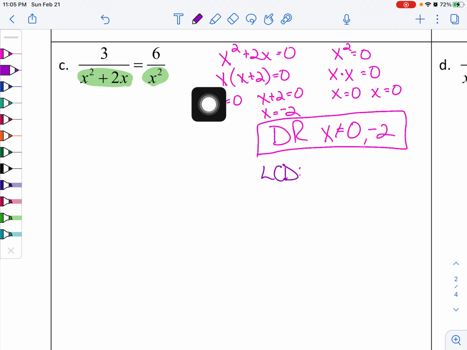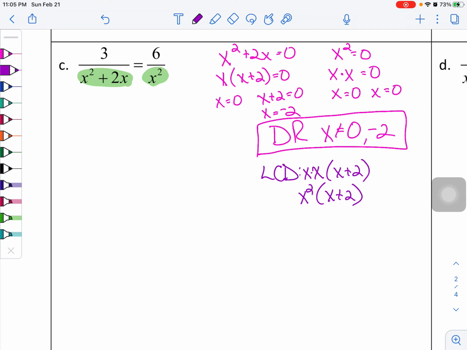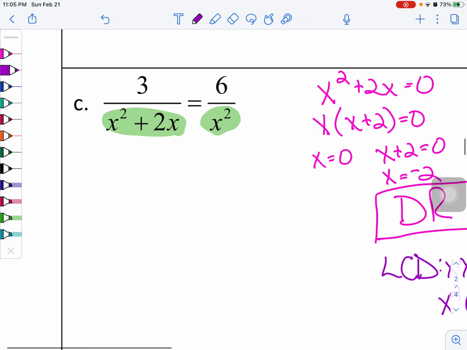Now, LCD. Your first fraction here had the factors of x and x plus 2. So I know I need x, and I need x plus 2. My second fraction had 2 single x factors. I only have 1 right now in the LCD. So I actually need to include a second x, which would make my LCD x squared times x plus 2. So just be careful that you include all of the bits, parts, and pieces, in this case factors, from your denominators into the LCD.